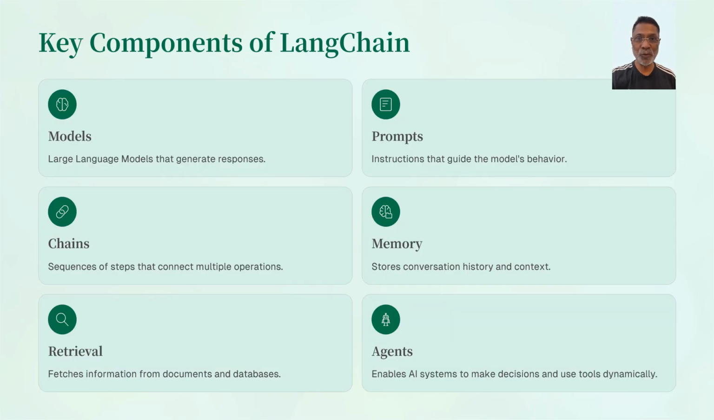LangChain consists of several important building blocks. Models generate responses. Prompts provide instructions to guide model behavior. Chains connect multiple operations into structured workflows. Memory stores conversation history and context. Retrieval fetches information from external documents and databases. Agents enable AI systems to make decisions and dynamically use tools. Together, these components create powerful AI applications.